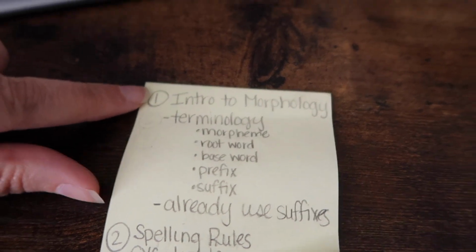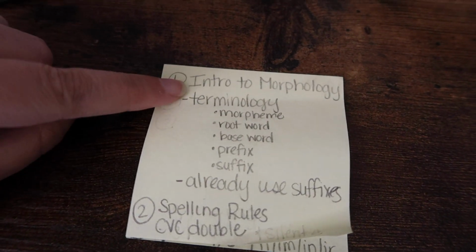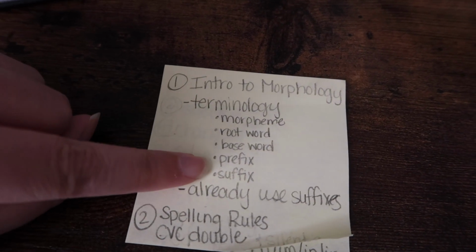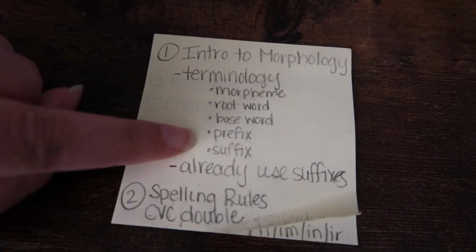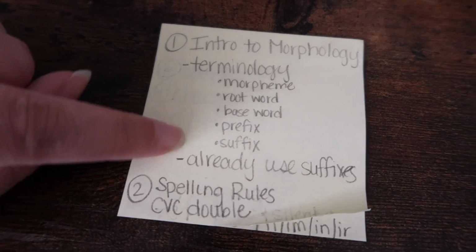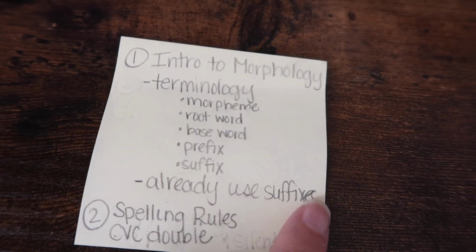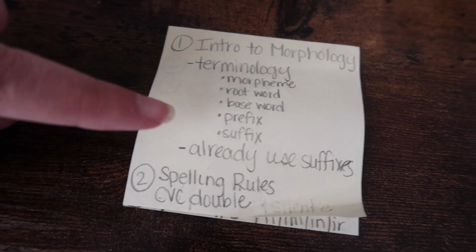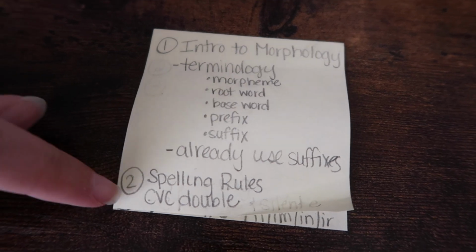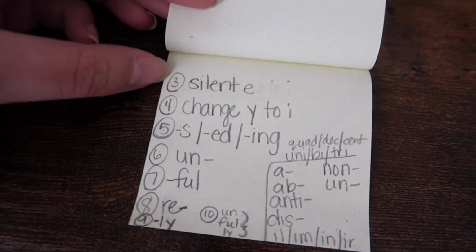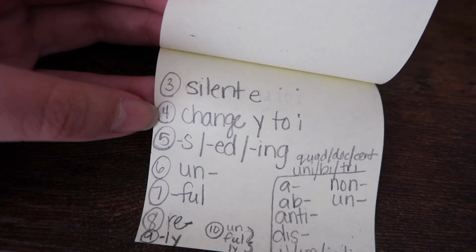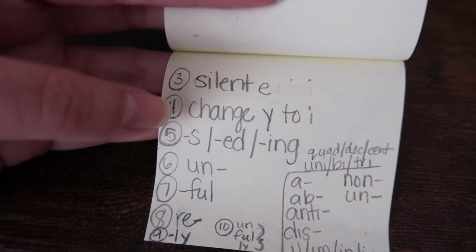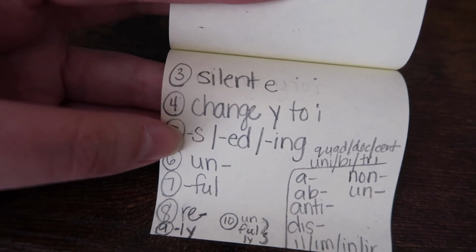I know that this first day, I wanted it to be an introduction to what morphology was, and then talk about these words that students have probably heard before, but maybe don't know exactly what they mean. And then talk about how they already use suffixes regularly. Then we're going into the spelling rules so that they know how to add suffixes to their words with the CVC doubling rule. We're going to do the silent E and then changing Y to I. And then on the 5th day, we're going to talk about ones that they use regularly, which is S, ED, and ING.